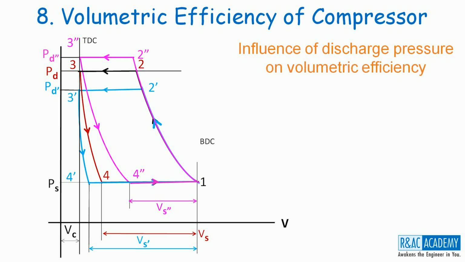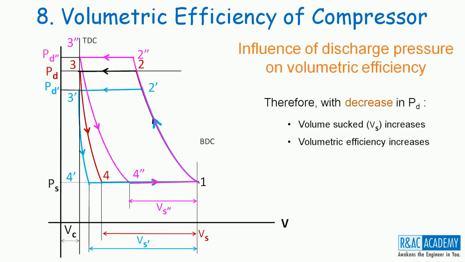To sum it up, with the decrease in discharge pressure, the actual volume of the vapor sucked into the cylinder Vs increases and hence the volumetric efficiency also increases.